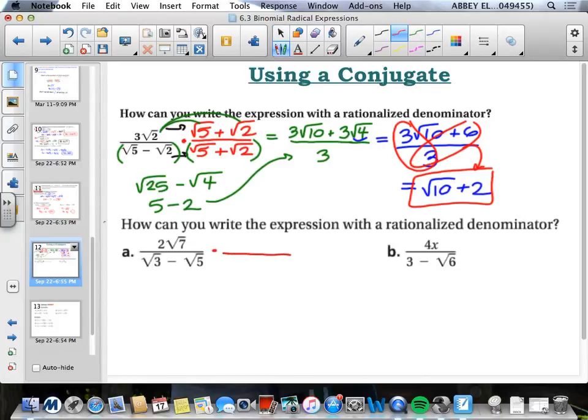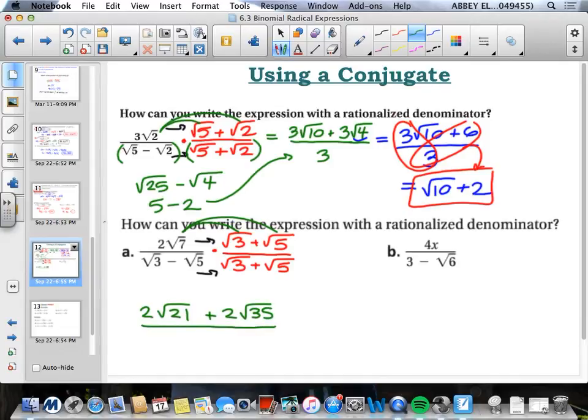All right, let's look at another one. Let's let this sink in for a second. If I have the square root of 3 minus the square root of 5, the conjugate is the square root of 3 plus the square root of 5, and I need to do that on top as on bottom. Okay. So again, from here, I just multiply straight across. And I'm going to make sure I distribute where I need to. So on the top, I should have 2 square roots of 21 plus 2 square roots of 35 all over.